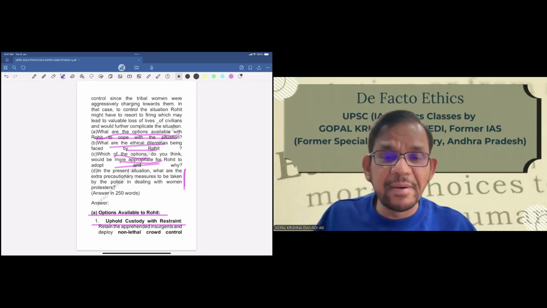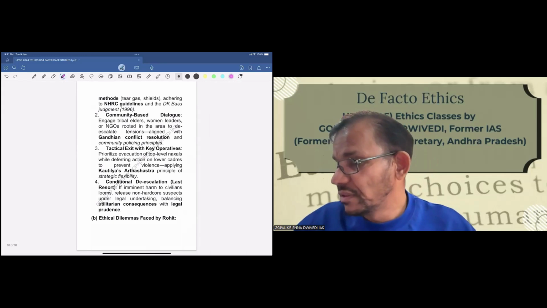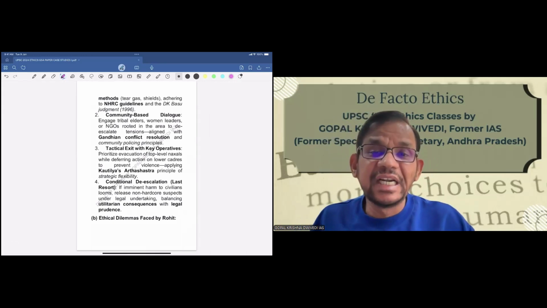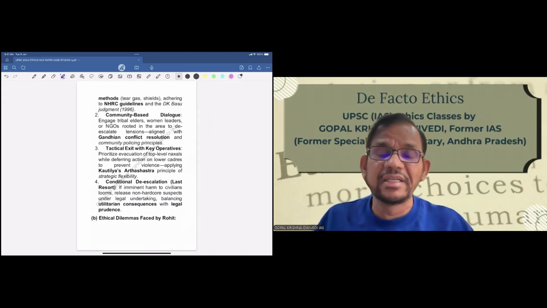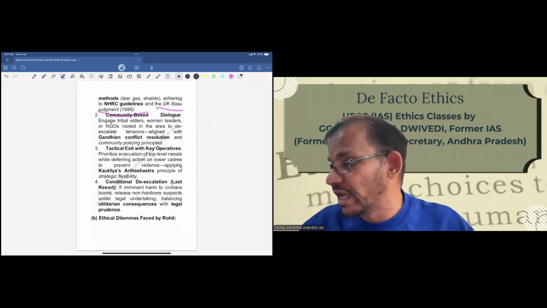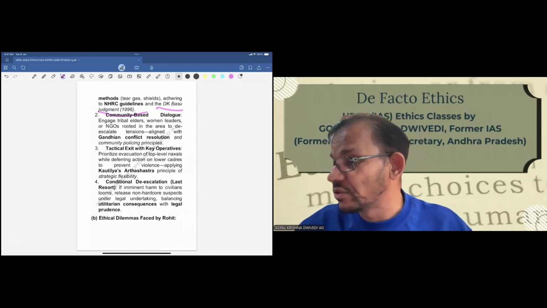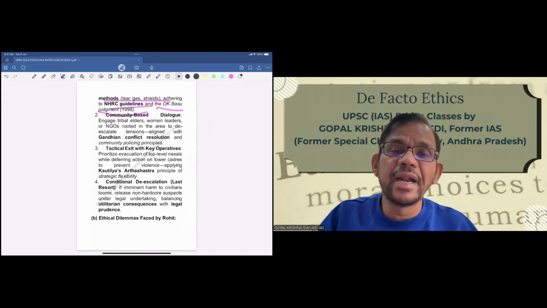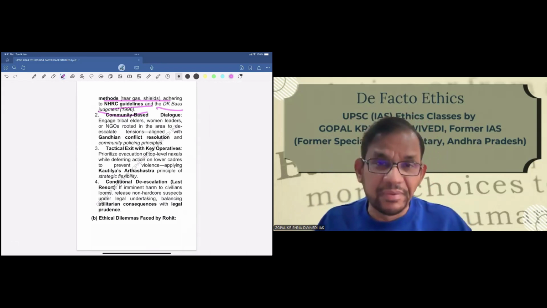So retain the apprehended insurgents and deploy non-lethal crowd control methods, that is tear gas, shields, adhering to NHRC guidelines. National Human Rights Commission guidelines are there, and the DK Basu judgment. DK Basu judgment is basically a Supreme Court case, DK Basu versus Union of India, in 1996. So these two guidelines you follow, and then non-lethal arrangements you have to do. So this is the first option available.